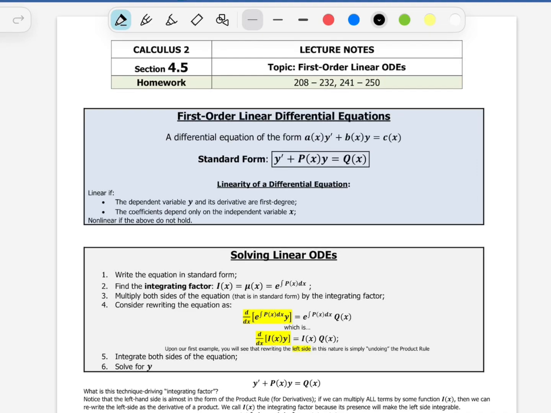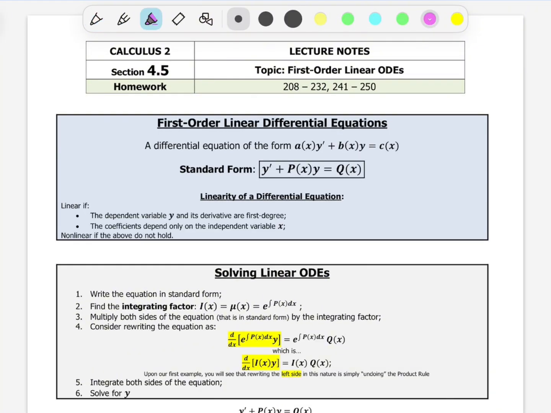Section 4.5 talks about first-order linear differential equations. These are differential equations in the standard form y prime plus p of x y equals q of x. The dependent variable y and its derivative are first degree, while the coefficients that we see here only depend on the independent variable, which is x.